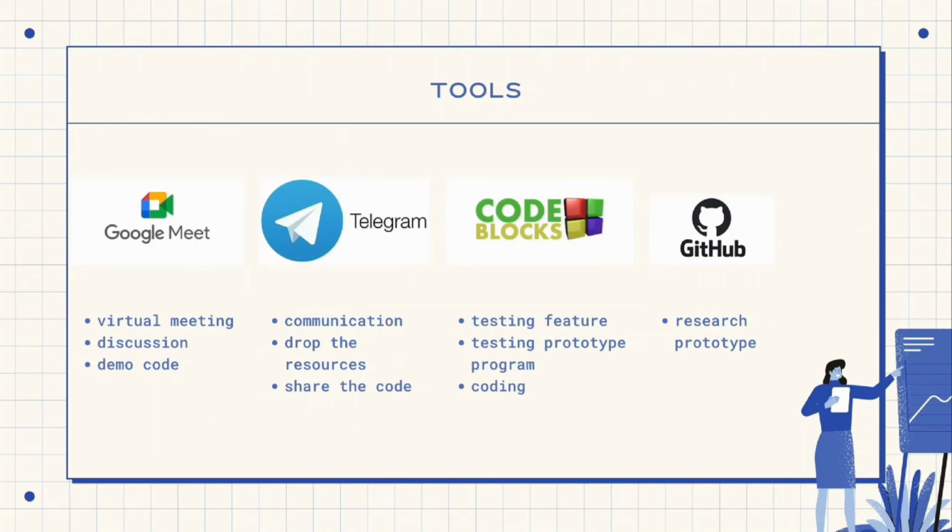And for the tool, we use Google Meet for our virtual meeting, discussion, and demo our code to each other. And for the Telegram one, we use it to communicate and drop our source code there. And we use Code::Blocks to test our feature, testing our prototype program and coding. And the last one is we use GitHub to research our prototype.